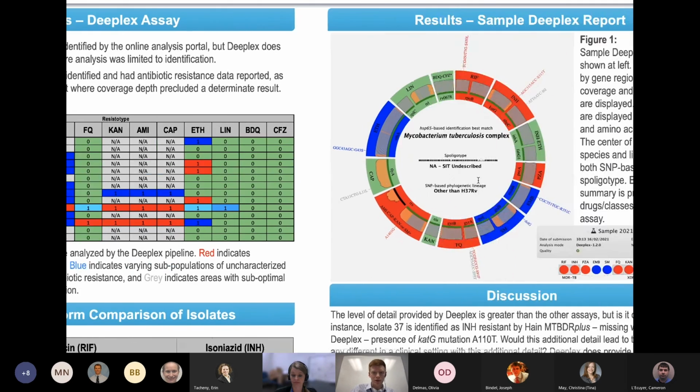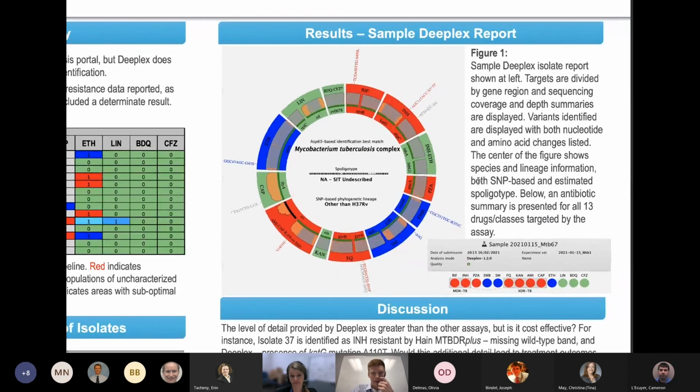But as far as the bioinformatics portion, I'll shift over here. This is a figure of some of the web output. And what you can see here is a graphical display of everything that was just in that ugly Excel table. You can see, for instance, each region that's targeted, the overall coverage, and the particular mutations that were identified for a given lineage or a given isolate. As well as in the middle here, you can see a lineage or a spoligotype that's been identified.